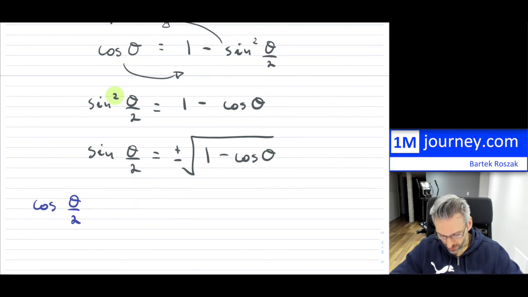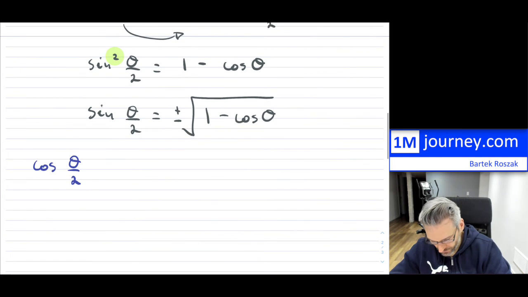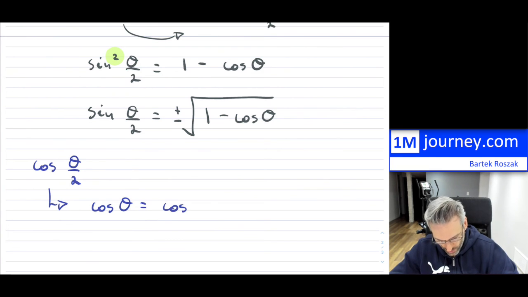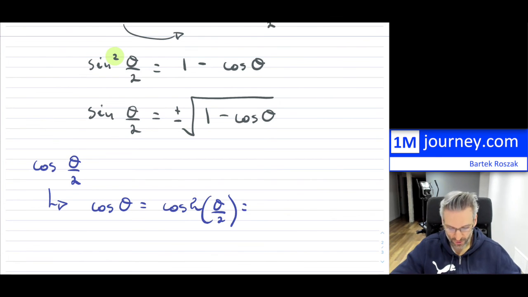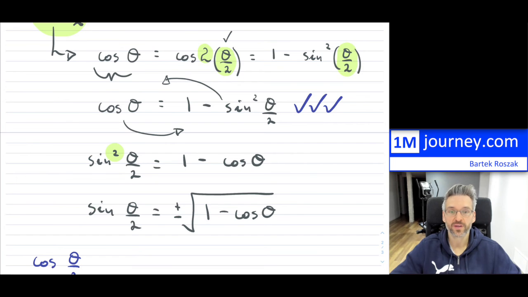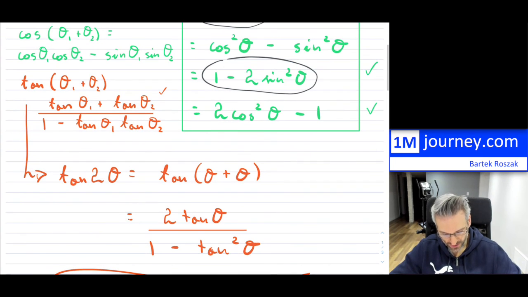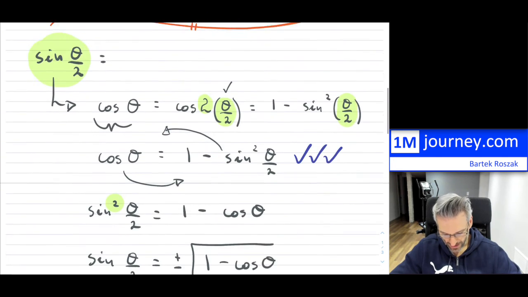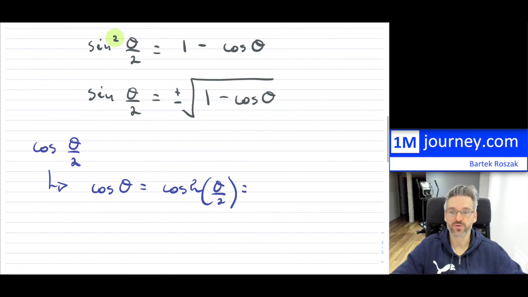Now for cos theta over 2, the trick would be, again, you can start with cos theta, which is cos 2 theta over 2. But now, instead of utilizing this one, which I used for sine, you can utilize the other one, which is this one right here, and then solve for cos theta over 2 with regards to this.